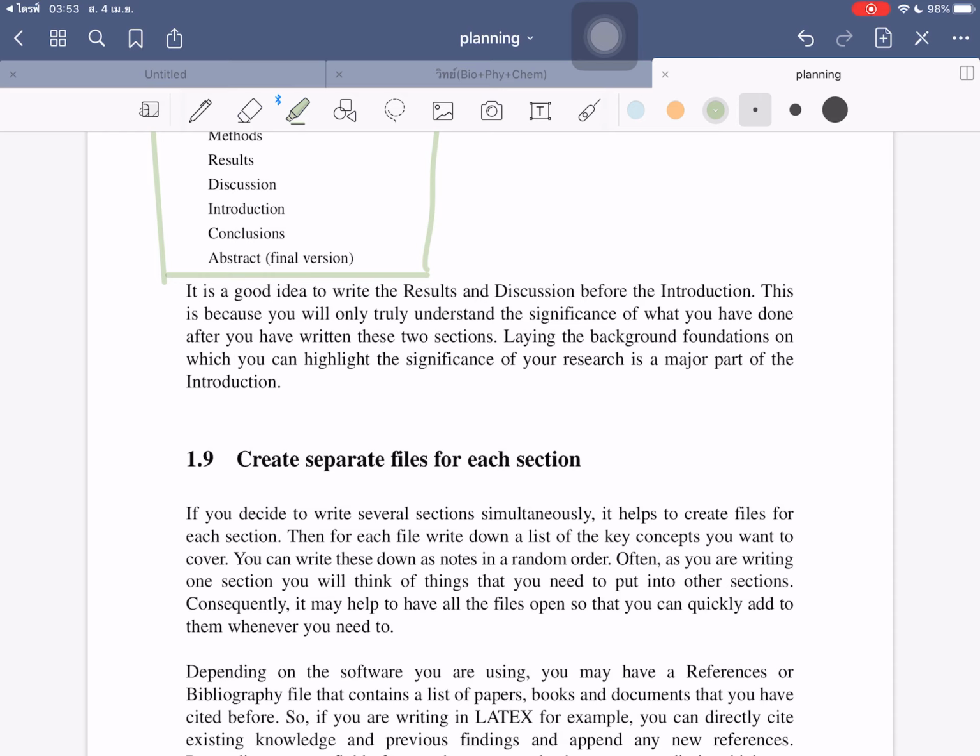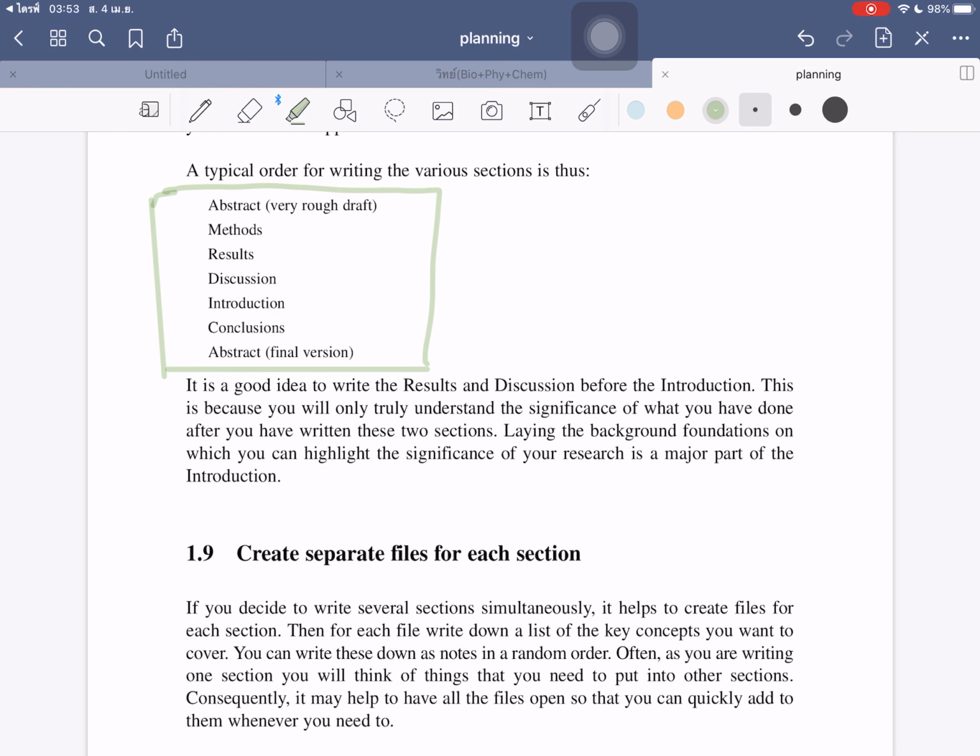It's a good idea to write results and discussion before the introduction. Why? Because you already understand the significance of what you have done. You will see the significance after you have done the results and discussion. You can write the introduction last, because you know the results and discussion first. It's simply like you write it backward.